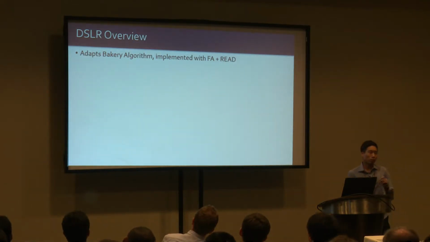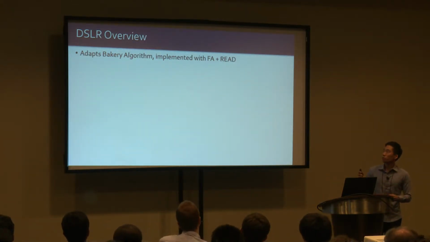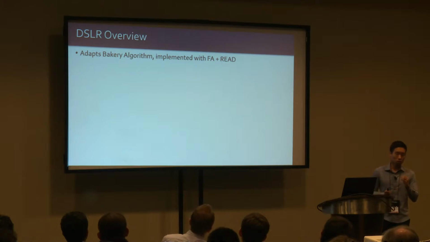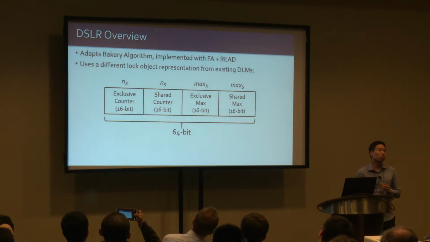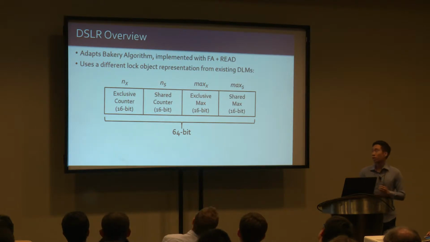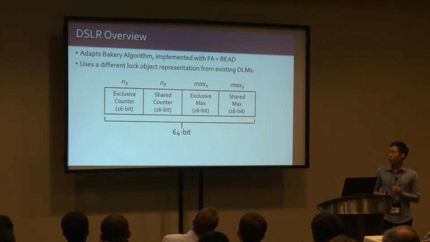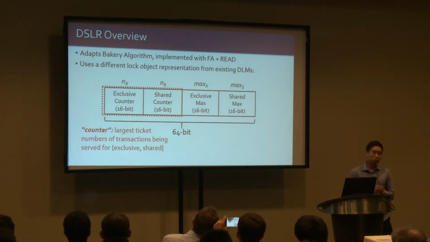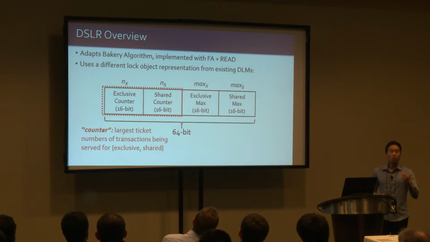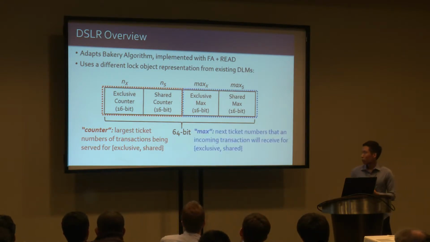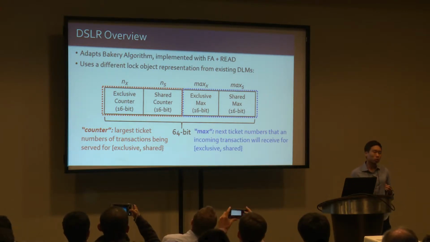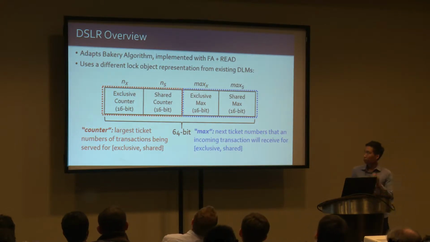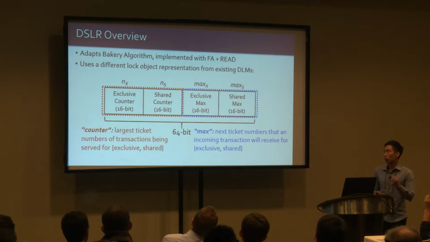Now we are ready to talk about our algorithm, DSLR. Here is the overview. As I mentioned, it adapts the bakery algorithm, and it is implemented with fetch and add plus one-sided reads. We use a different lock object representation from existing DLMs. Here we divide 64 bits into 4 16-bit segments, where the upper 32 bits are called counter, which is basically the counter number in the bakery, and the lower 32 bits are called max, which stores the next ticket number you will receive upon entering the bakery. With this representation, let me walk you through how our algorithm works.